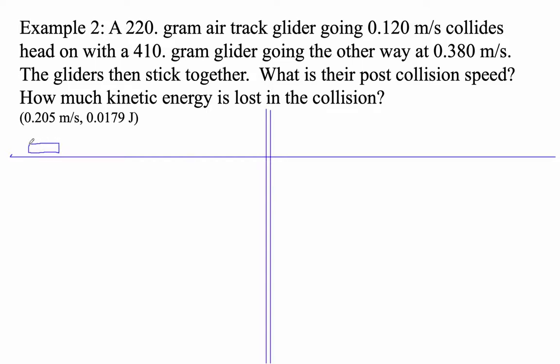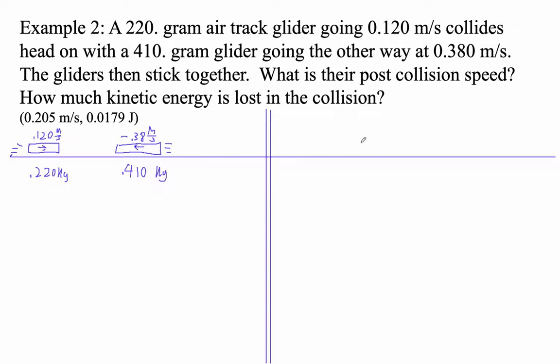Here's this glider gliding along, and I'm going to make this go to the right. So it's going that way at 0.120 meters per second, and it's got a mass of 0.220 kilograms. And here's the other glider. It's bigger, and it's going negative 0.38 meters per second and has a mass of 0.410 kilograms. So this guy's going this way, this guy's going this way.